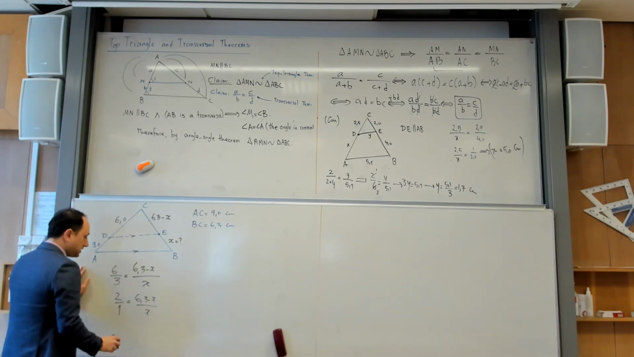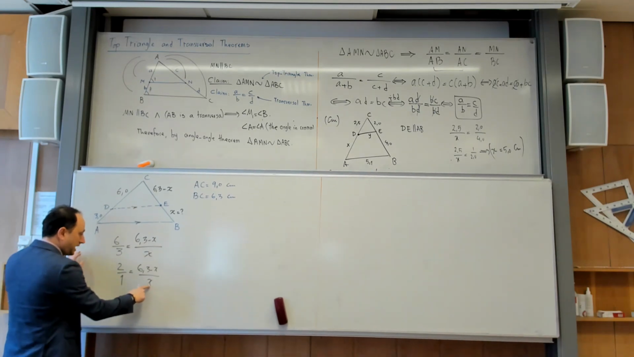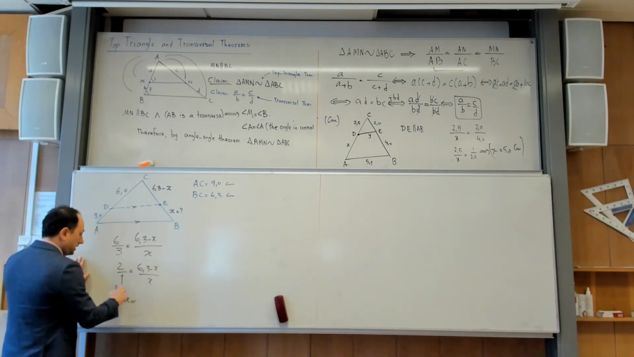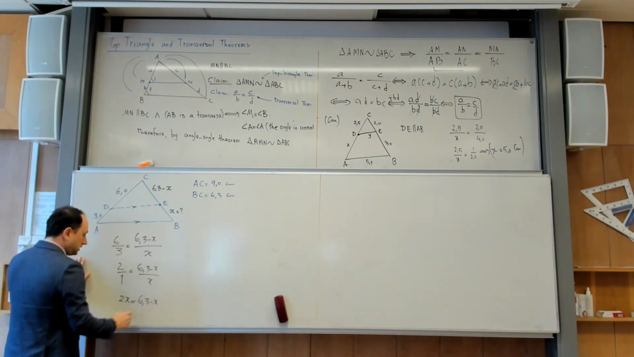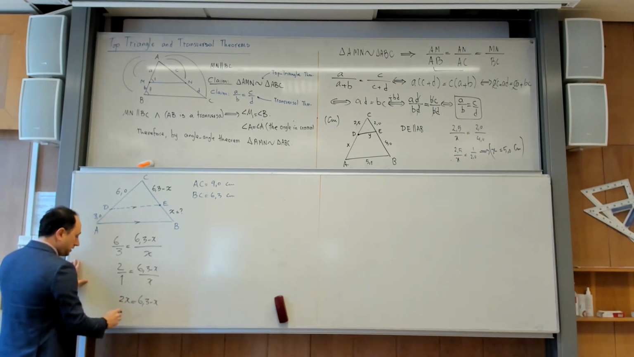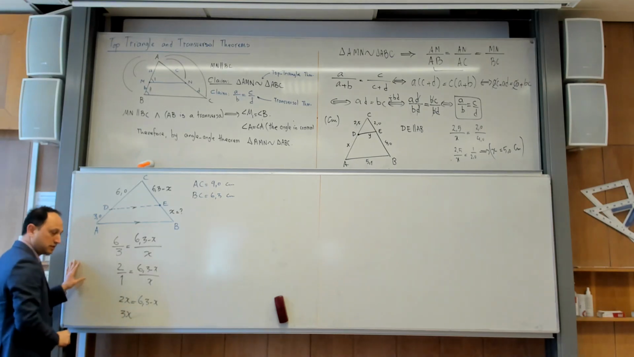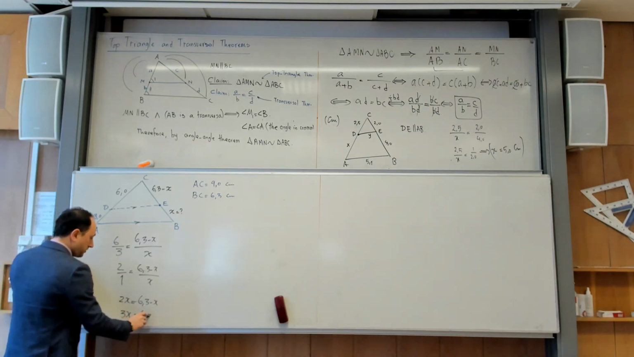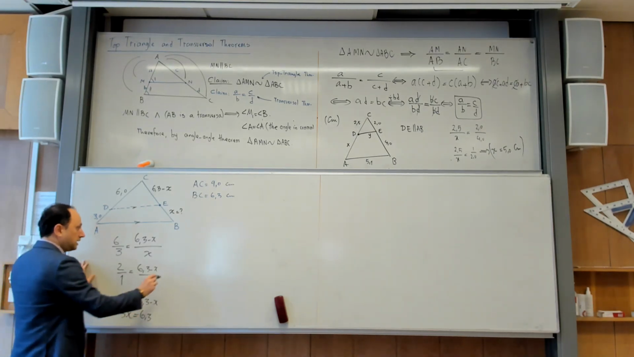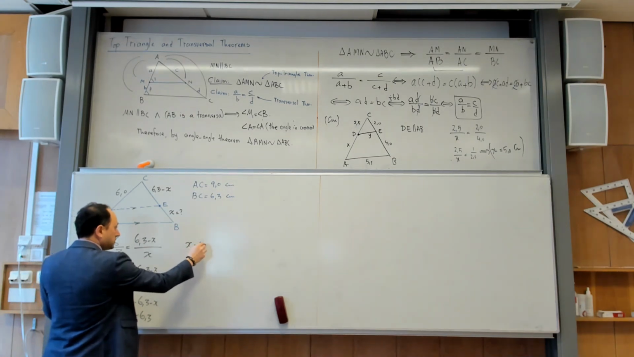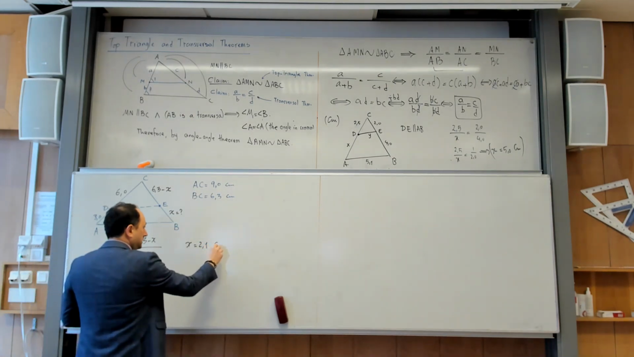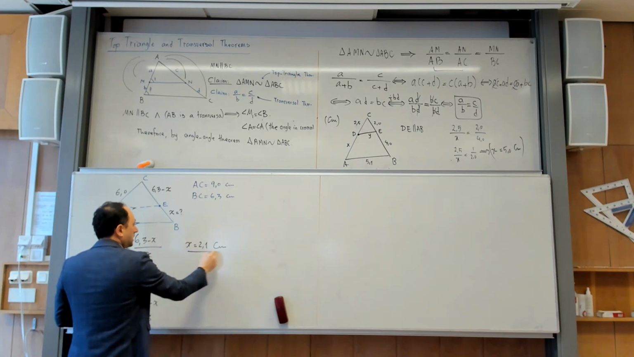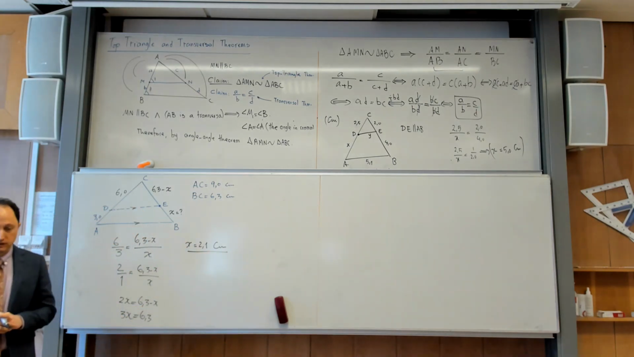Then this times that is equal to this times that, yes? And then I move this to the other side. It becomes 3x is equal to 6.3. And then I want to find x. I divide by 3, so this becomes 2.1 centimeters, yes? That's the answer. That's also very simple.